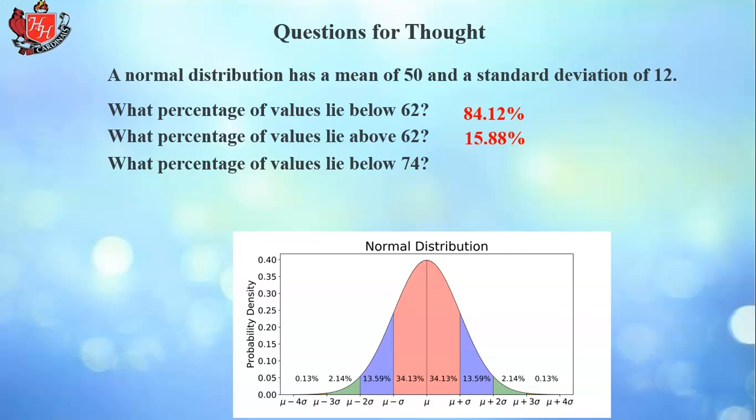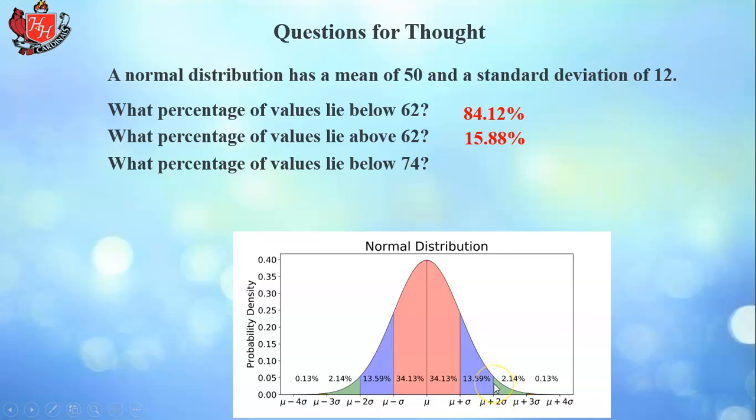What percentage of the values lie below 74? So what does 74 represent? 50 plus 12 is 62. That's one standard deviation. Now add another 12 to that and you get 74. That's two standard deviations. So that is this line right here on the right-hand side between the blue and the green. That area right there.